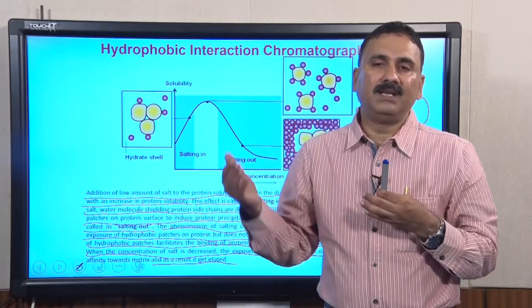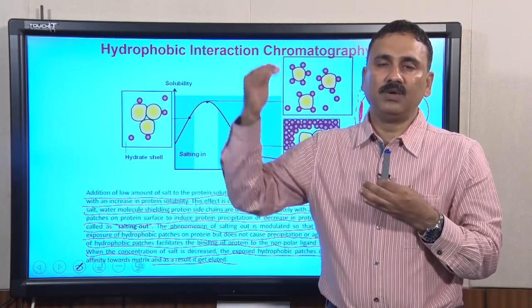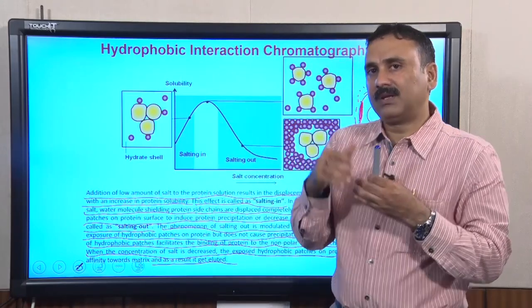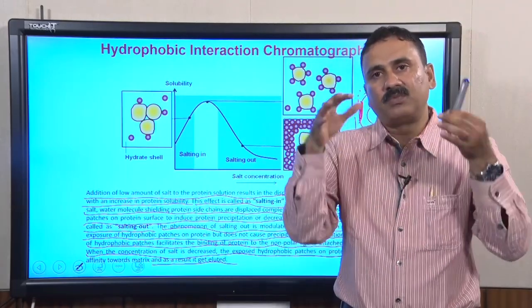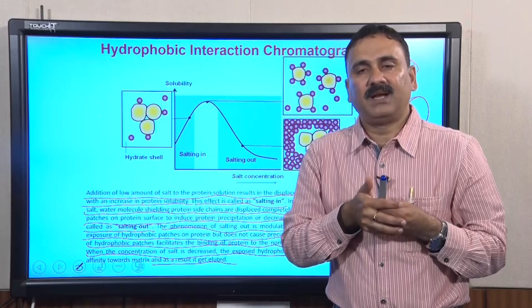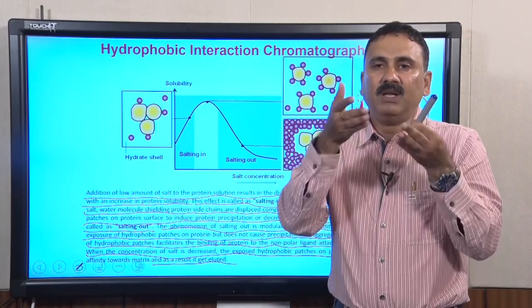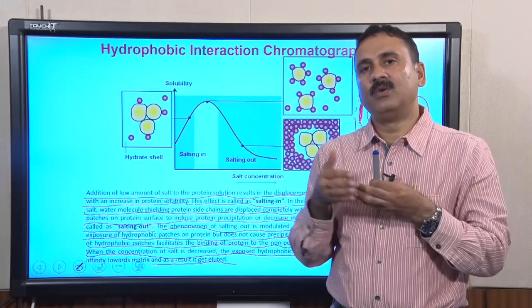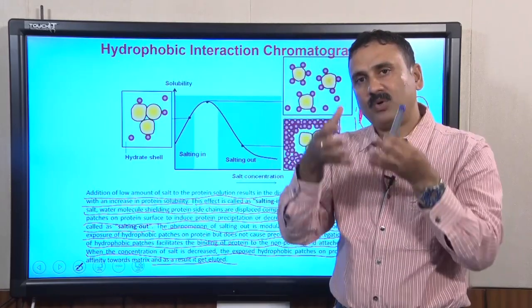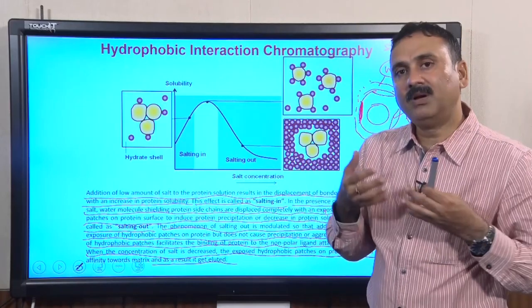And once you do the washing, after washing you can reduce the salt. Once you reduce the salt, you will bring the hydration shell back, and that is going to protect the patches, and again the interaction between the hydrophobic patch and the ligand present on the matrix is going to be broken, and that is how your protein is going to be eluted from the beads.